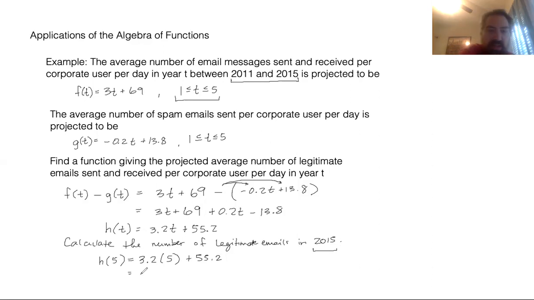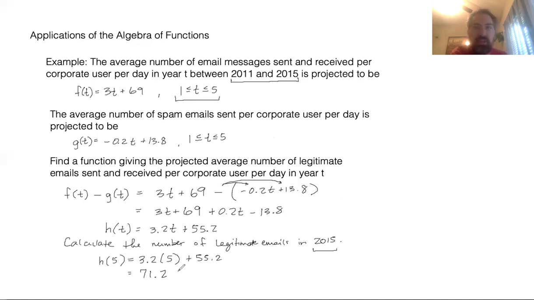And that will simplify into 71.2. Right, 3.2 times 5 is 16. 16 plus 55.2 is 71.2. That's the number of legitimate emails per corporate user per day in 2015.